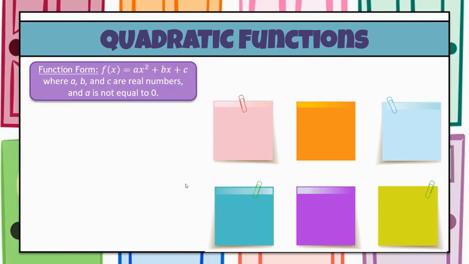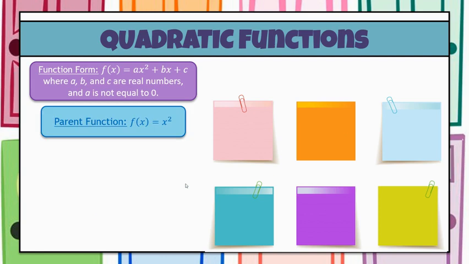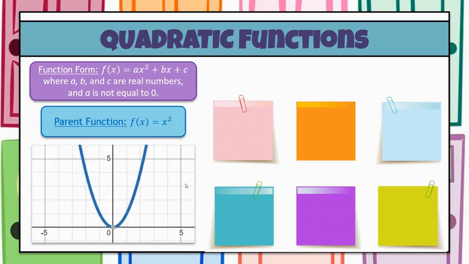Quadratic functions, the function form is f of x is equal to ax squared plus bx plus c, where a, b, and c are real numbers, and a cannot equal 0. The parent function is f of x is equal to x squared, and this is what the parent function looks like. This graph is called a parabola. It can either be this U shape or it can make like an N shape if it's flipped upside down. But this is the original, that parent function.